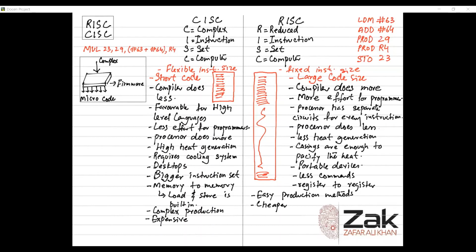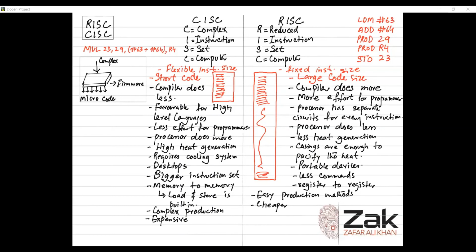So let's just generalize it in common sense. In common sense, all those devices which have ways to get rid of heat are basically CISC heavy, because the processor is doing more. When the processor is doing more, electrons are flowing. There is more friction. When there is more friction, there is more heat. When there is heat, you have to get rid of the heat. Whereas in RISC, the processor is doing less, so there is less heat.